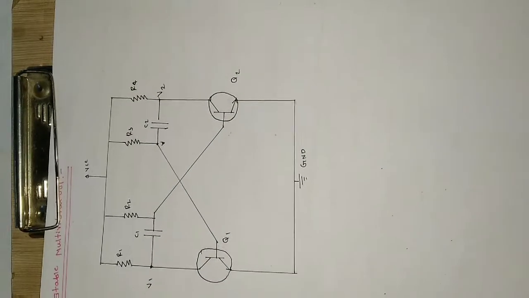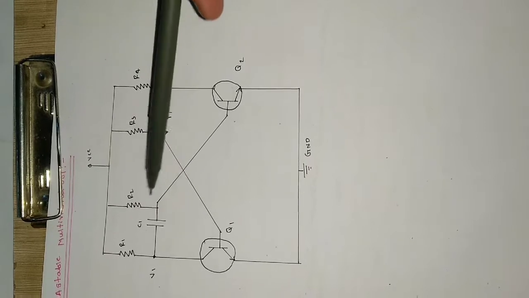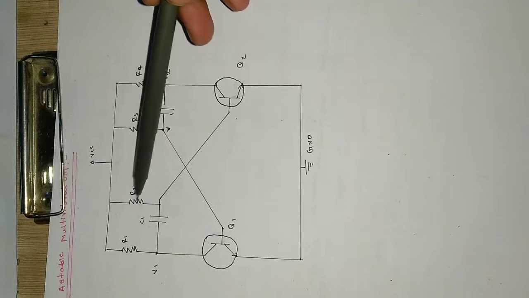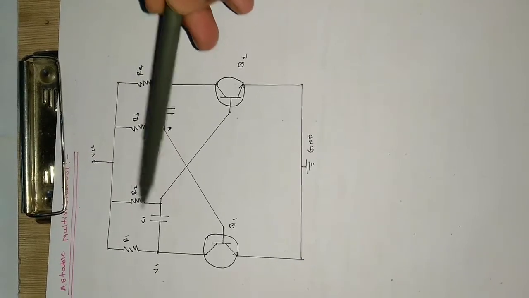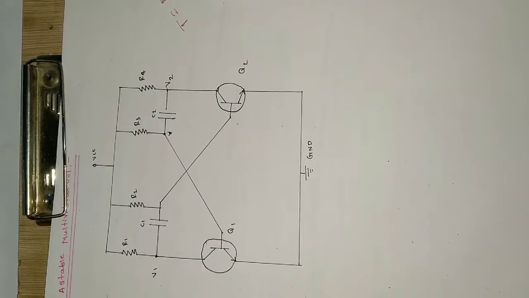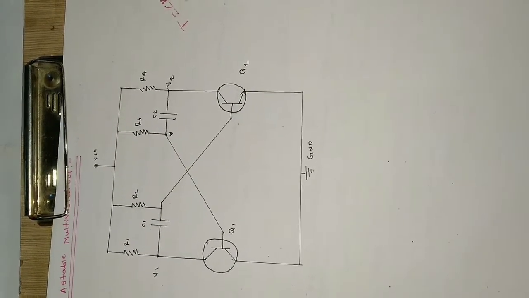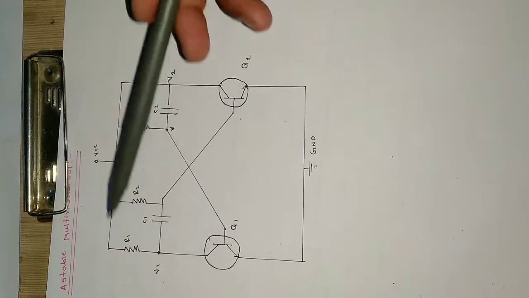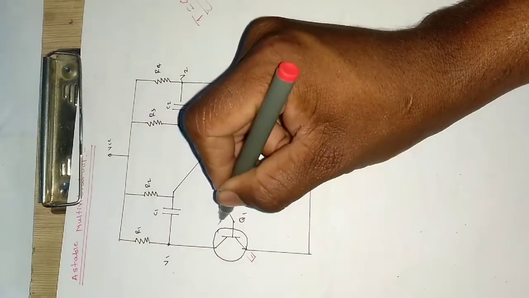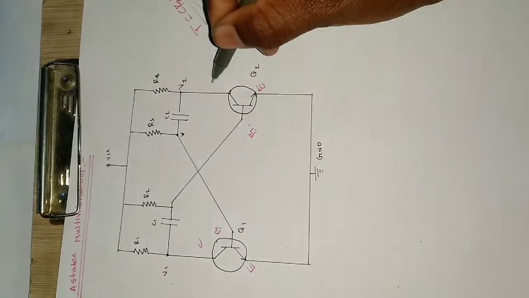And these are the RC time constants, that is, the charging of the capacitor will depend on these resistance values. So R and C will constitute the time constant, T equal to C into R2 we can say. So this is the charging, and this is the collector terminal. This is emitter, base and collector. This is emitter, base and collector.